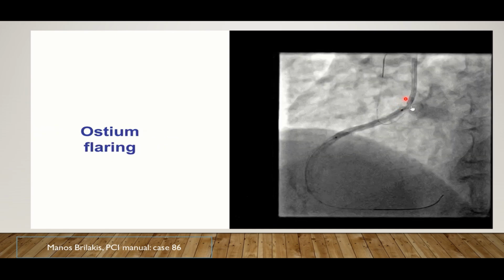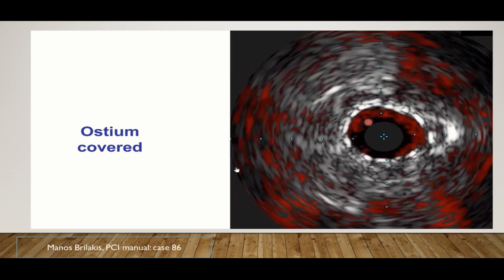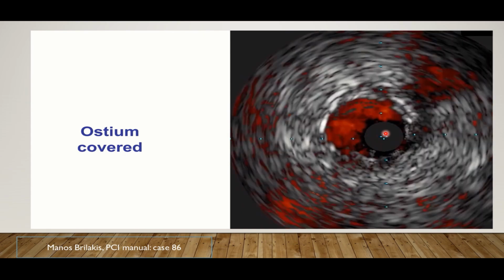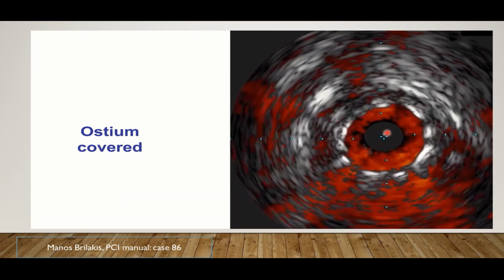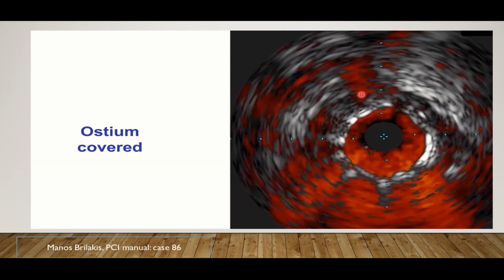Pull back, then do the ostial flaring, and now you can see, or you can imagine, where the ostium is, and confirm by IVUS. Here we pull back the IVUS and we can see blood inside and blood in the water outside. So the ostium was covered successfully.